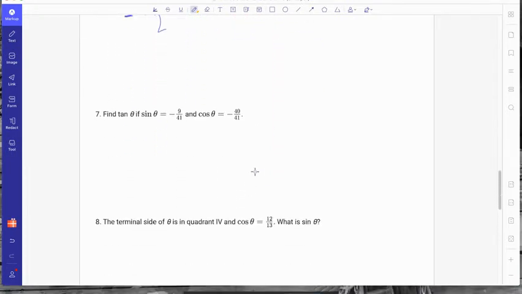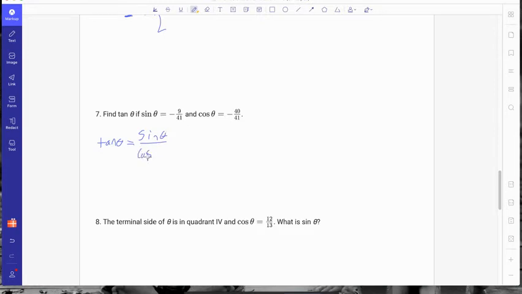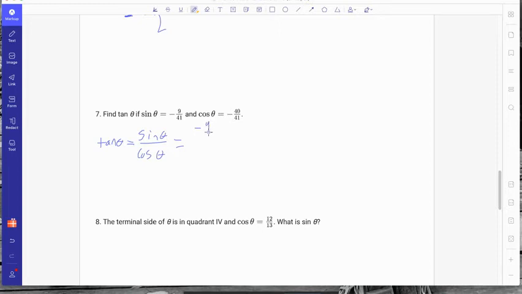All right, so we want to find the tangent of theta, if sine of theta is equal to negative 9 over 41, and cosine of theta is equal to negative 40 over 41. Now we know the tangent is opposite over adjacent. Well, another way to write tangent, if you don't know, and I believe this is, again, in those little cheat sheets I had at the beginning of this unit, I know that the tangent of theta is equal to sine over cosine.